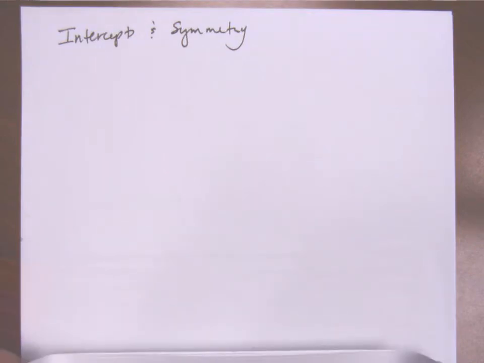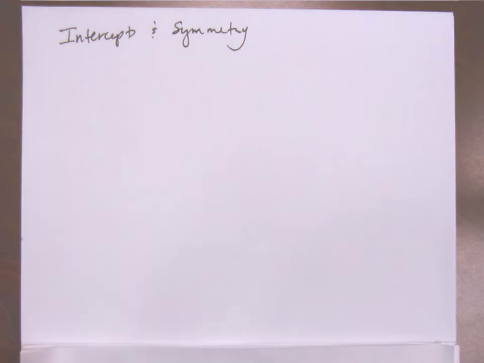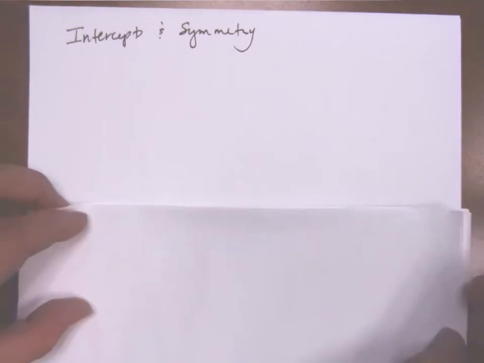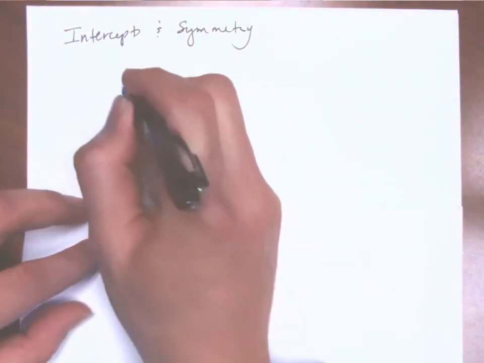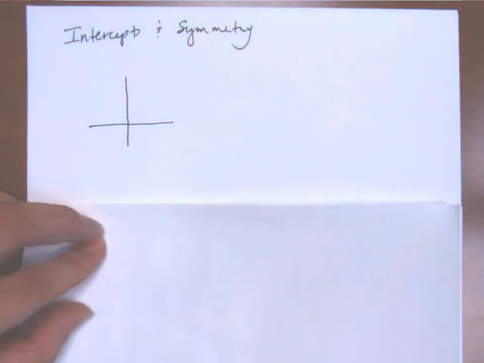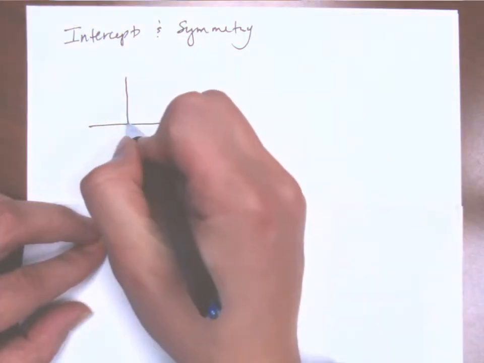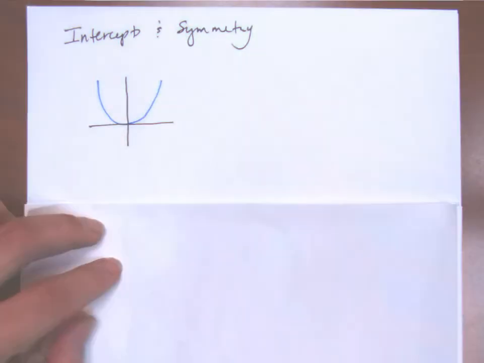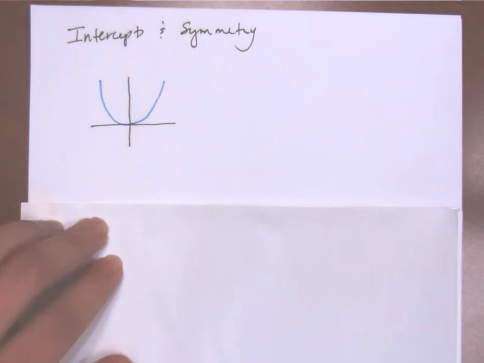In this video, we're going to talk about intercepts and symmetry. So before we actually look at an example problem, let's sketch a couple of graphs real quick, just so we can make sure we understand what we're talking about. So let's say I have this graph. It's a parabola.